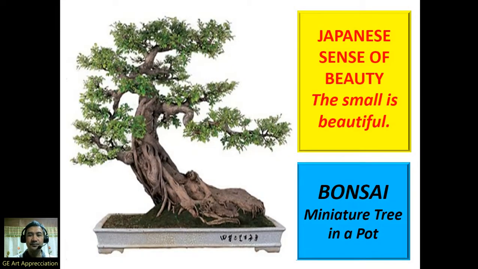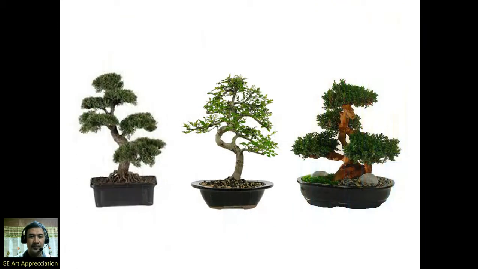Okay? For the Japanese, their sense of beauty is that what is small is beautiful. That is the opposite of the Greek and Western view. For them, what is tall is beautiful. But for the Japanese, what is small is beautiful. That's why they love, and that is where we got the idea of bonsai, the miniature tree in a pot. Okay? Bonsai.